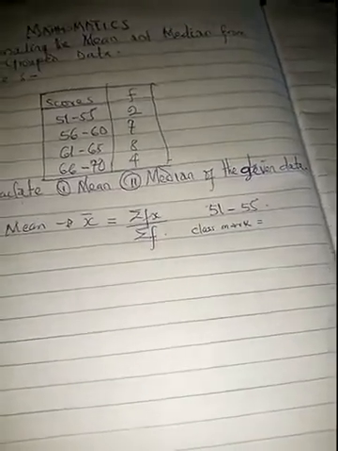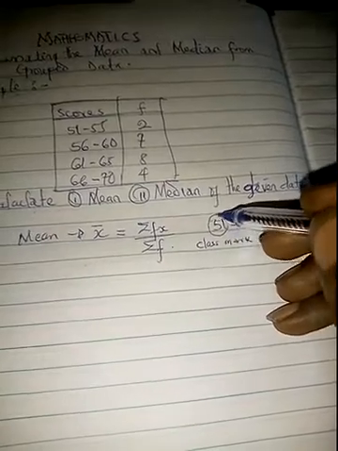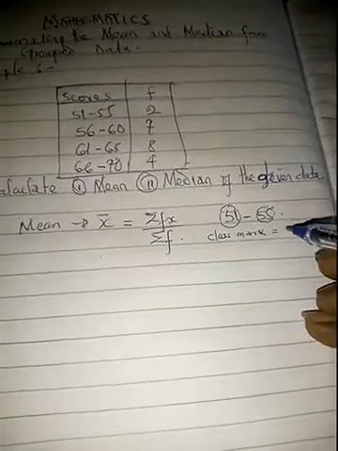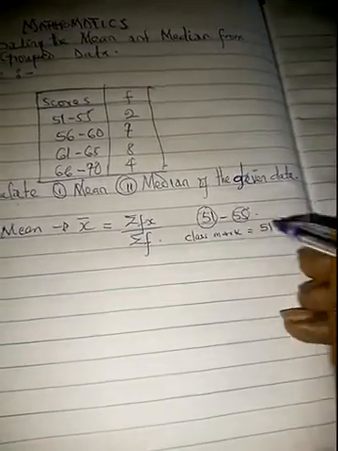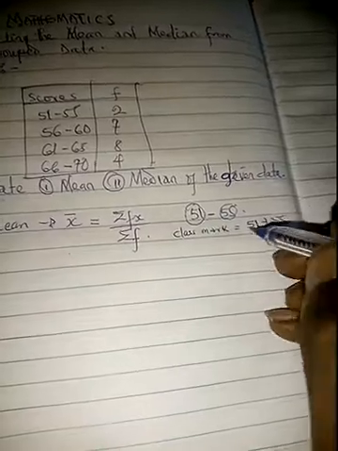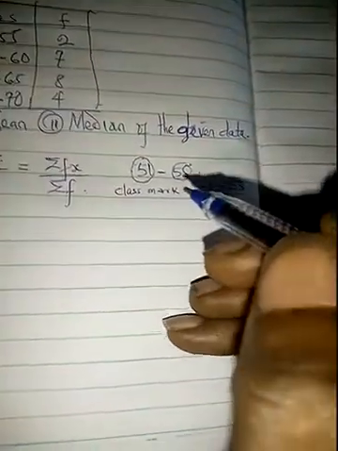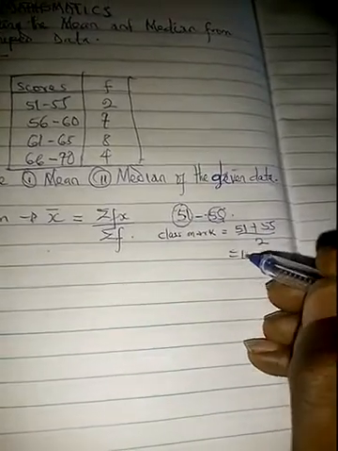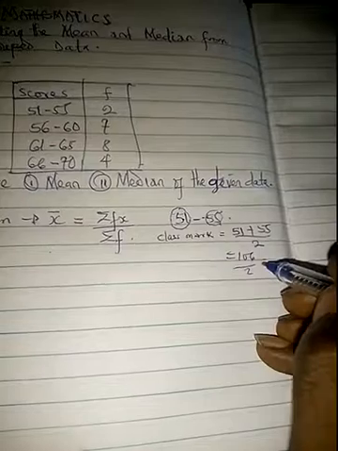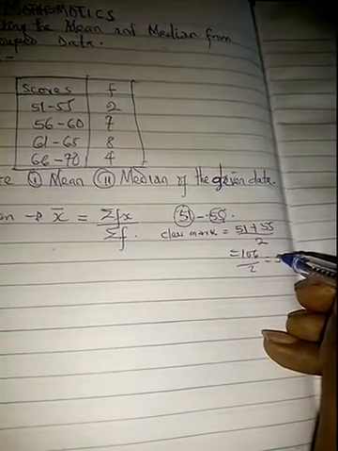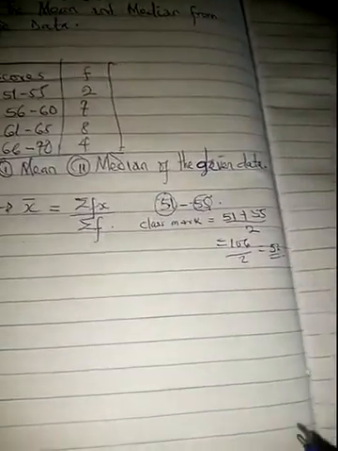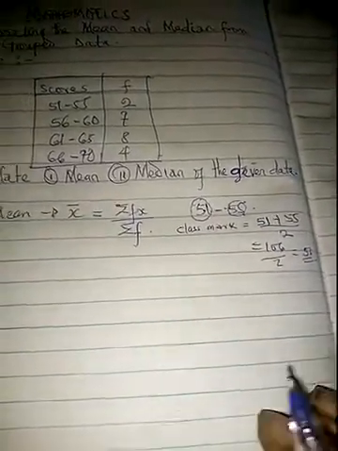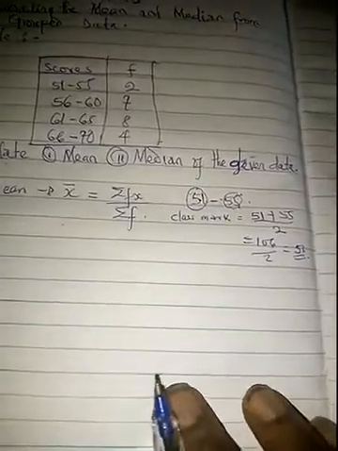Class mark is when you add the lower class limit with the upper class limit and divide by 2. So if I want to find the class mark for this class interval, 51 plus 55 over 2 will give me the class mark. That gives us 106 divided by 2, and that will be 53. So the class mark for this class interval is 53, and that is the way we are going to arrange our class marks on the table.